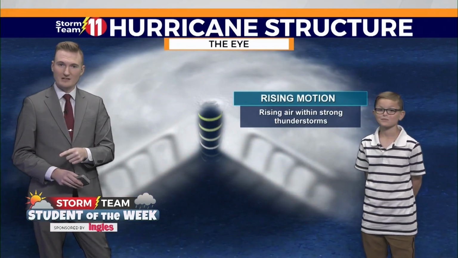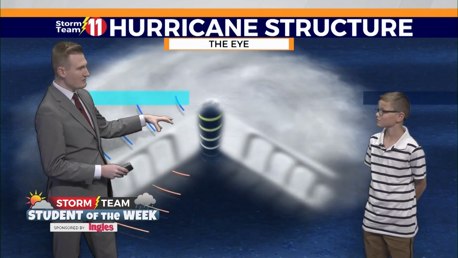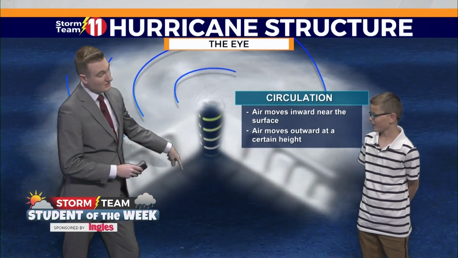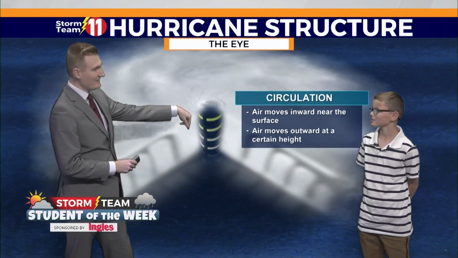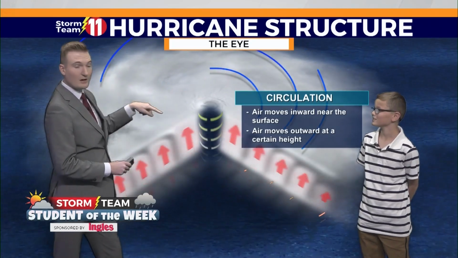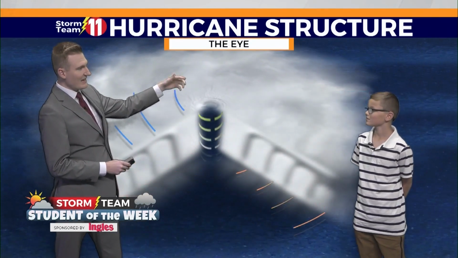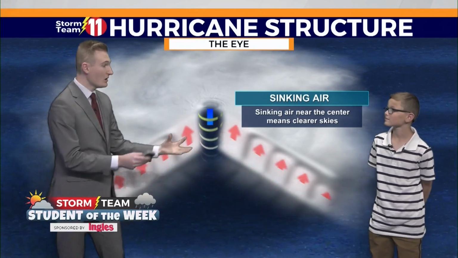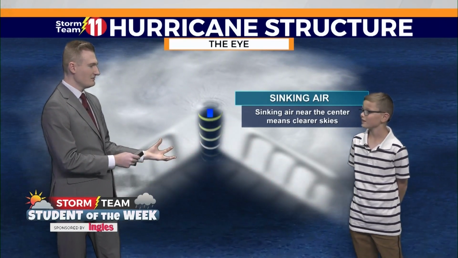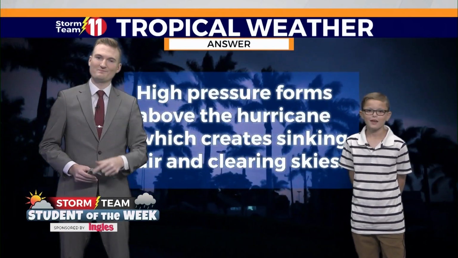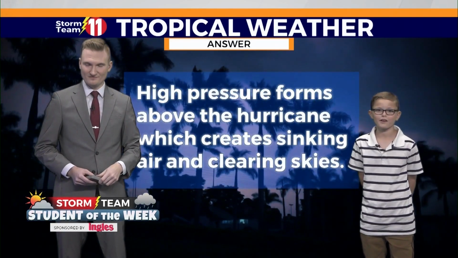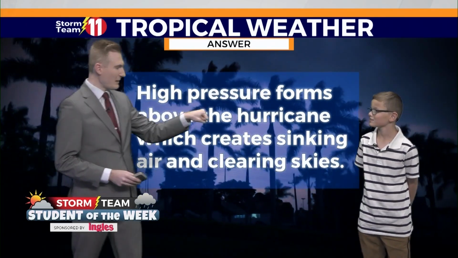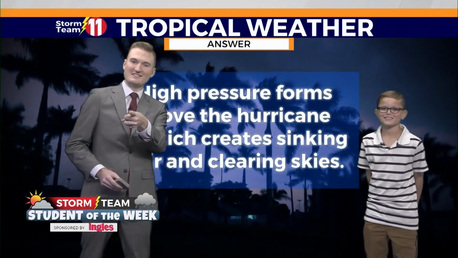Here's another way to look at it. So we've got all that rising motion, those big thunderstorms building, and we get what type of circulation at the surface? We get counterclockwise. Counterclockwise, a low, right? And then what do we get above that? Clockwise. Clockwise, a high pressure, right? Yeah. And again, as you mentioned, that air piles up and starts to sink, and we get a clear eye. So with a stronger storm, we get a clearer eye, right? Yes. So let's answer our question here. High pressure forms above the hurricane, which creates sinking air and clearing skies. That's absolutely right. You did a great job. Pound it right here, Mr. Buccaneer.